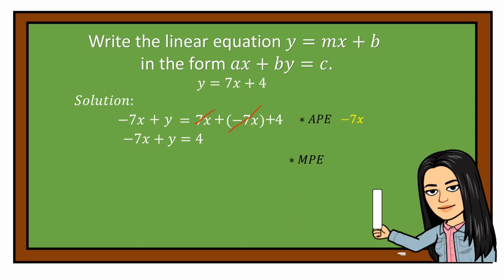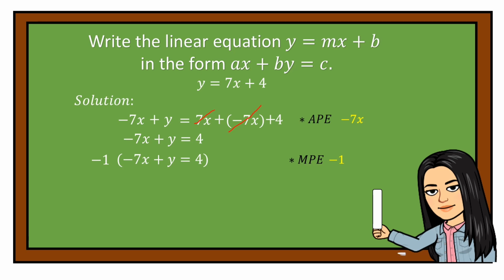Next, use the multiplication property of equality. So, we have here negative 1. So, bakit negative 1? Since ang ating x ay negative, we're going to change this into a positive term. So, para maging positive, we're going to multiply the whole equation by negative 1.